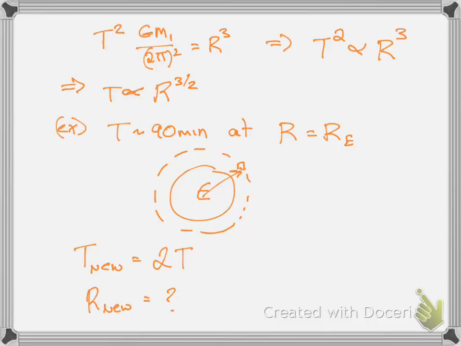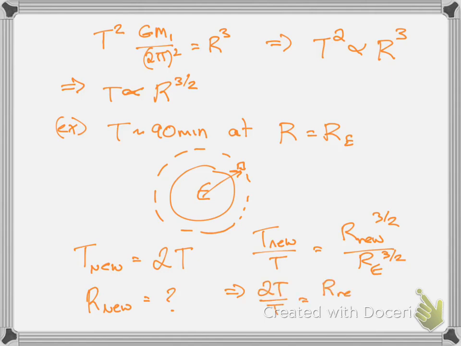Because these are proportionalities, we can just write T nu over T is equal to R nu to the 3/2 over RE to the 3/2. Since it's proportionalities, if we just divide one by the other, the proportionality constant goes away. And so we can therefore say 2T over T is equal to R nu to the 3/2 over RE to the 3/2, and we can go ahead and calculate the new radius.